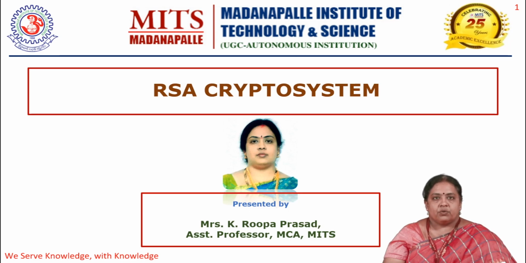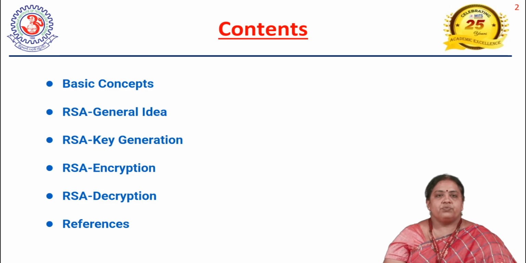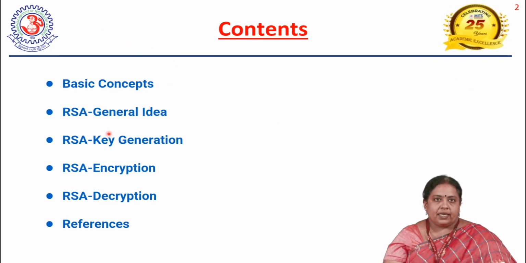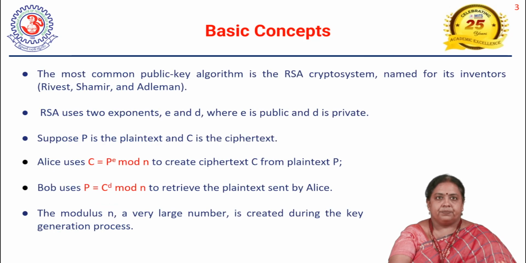So today we are going to discuss the topic called RSA Cryptosystem. In this one, we are going to see the contents. First we go for the basic concepts of RSA. Then we go for the general idea of the RSA algorithm. Then we go for the key generation, and then the encryption. Then we go for the decryption. So first, coming to the basic concepts.